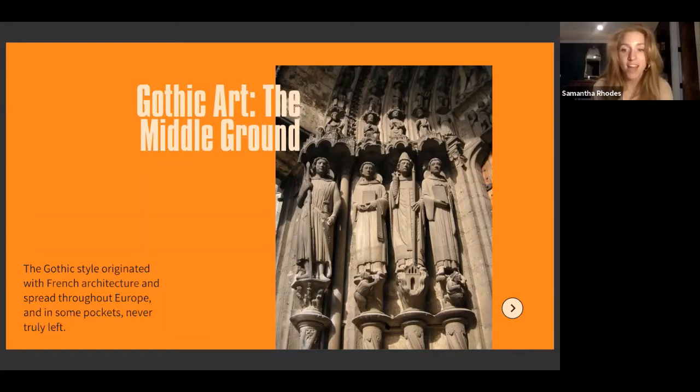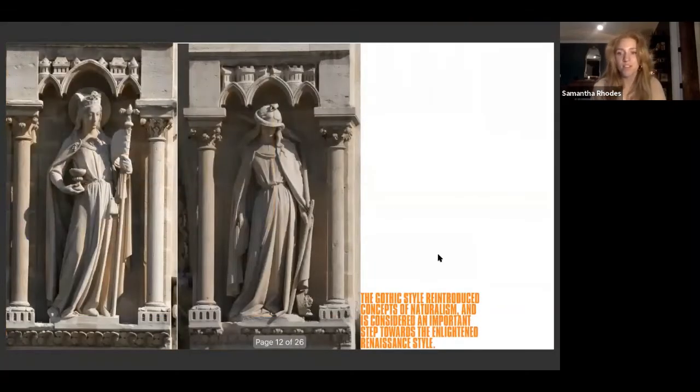They're not quite as flat, although the perspective is not necessarily very engaging or realistic. We do see a definite shift from this flattened, very supernatural figure to figures that are gaining a little bit of character that you can find in human personality, right? They're no longer just people in books or in art, but they're starting to gain a personality, a personhood. So the Gothic style, like I said, reintroduced concepts of naturalism, and it's considered a very important step towards the enlightened Renaissance style.